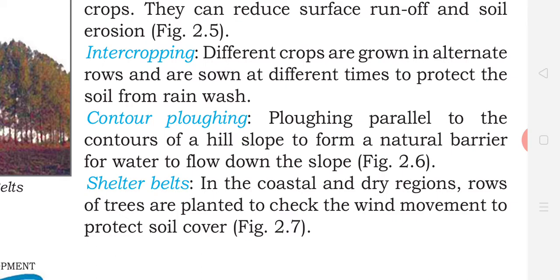Now another method is intercropping. Different crops are grown in alternate rows. Alternate means by turn, rotation. Different crops are grown, as well as the different crops are sown at different times to protect the soil from the rainwash.